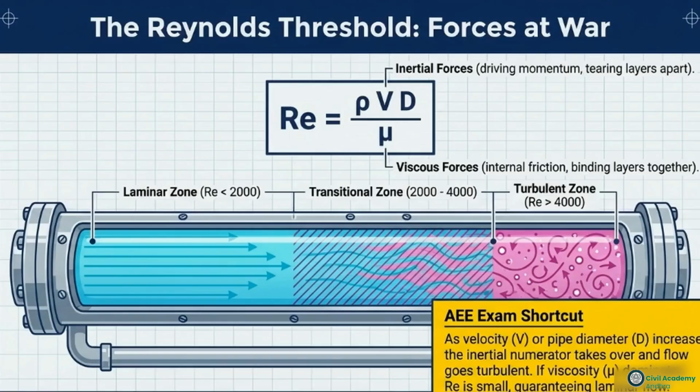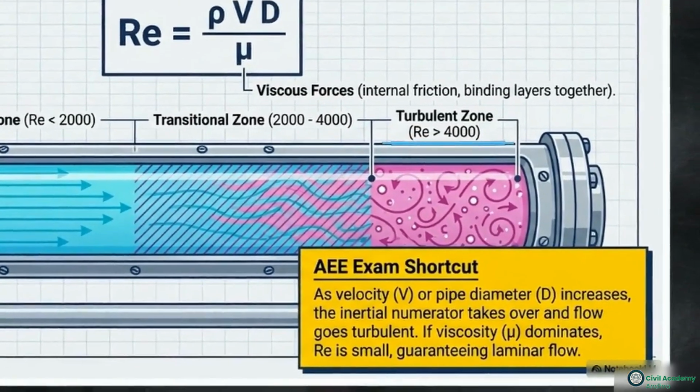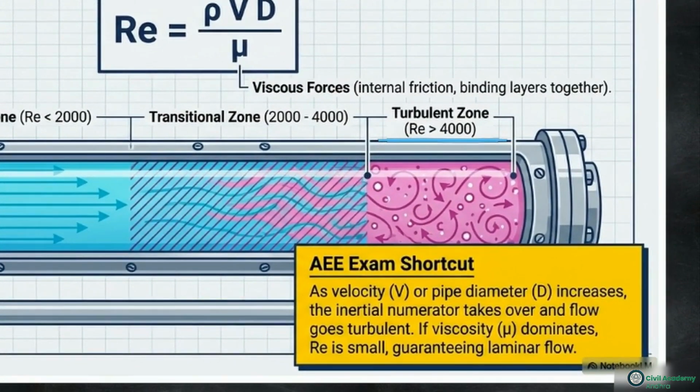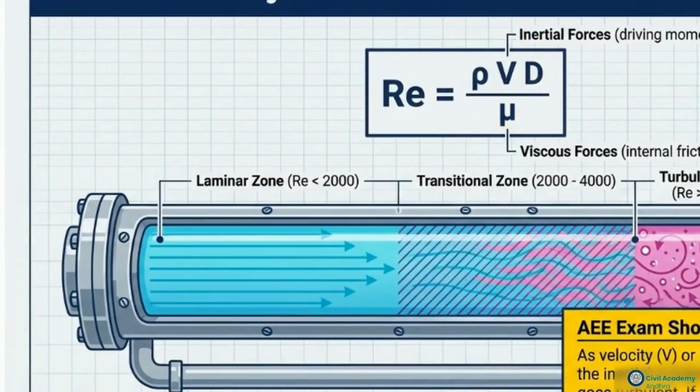This diagram maps the Reynolds equation against three distinct zones: laminar, transitional, and fully turbulent. The numerator, density, velocity, and diameter, contains the inertial drivers. When these variables increase, they push fluid into the turbulent zone on the right. The denominator is dynamic viscosity, the stabilizing force. High viscosity keeps the fluid locked in the smooth, laminar zone on the left.